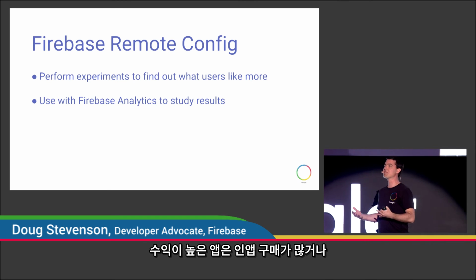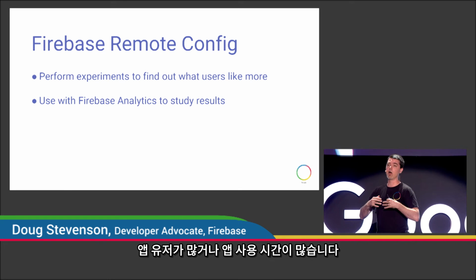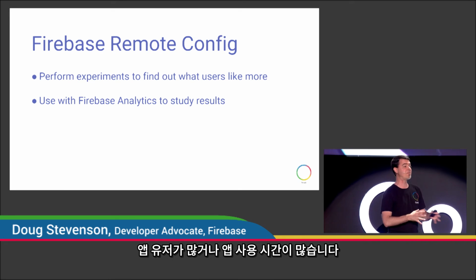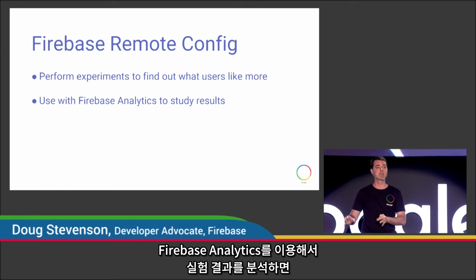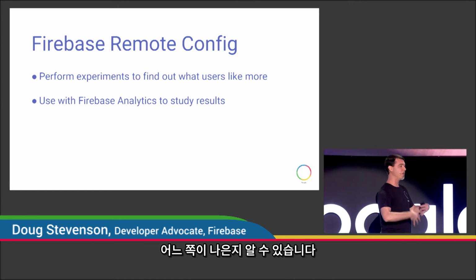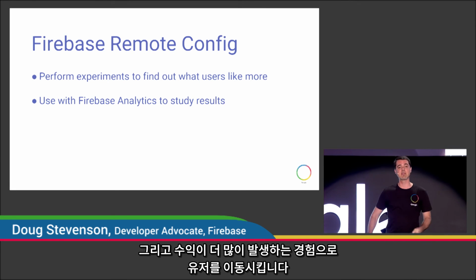So we know an app is making more money when there are more in-app purchases, or there are more users using your app, or they spend more time in your app. You can use Firebase Analytics to study the results of your experiment, and then when you know which one works better, move everyone to the experience that generates more money.